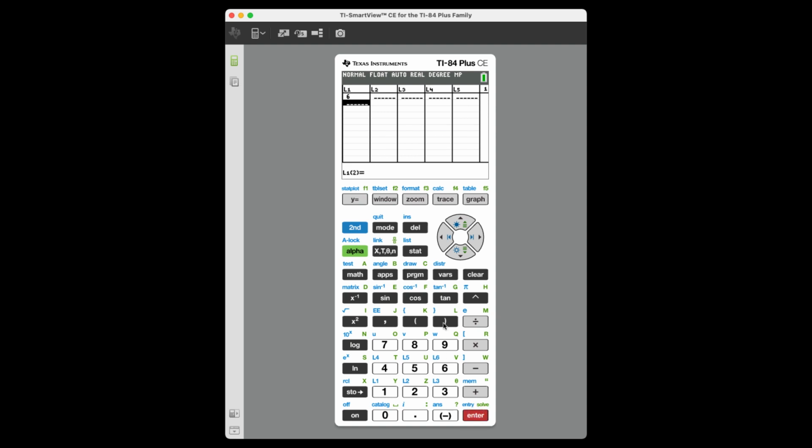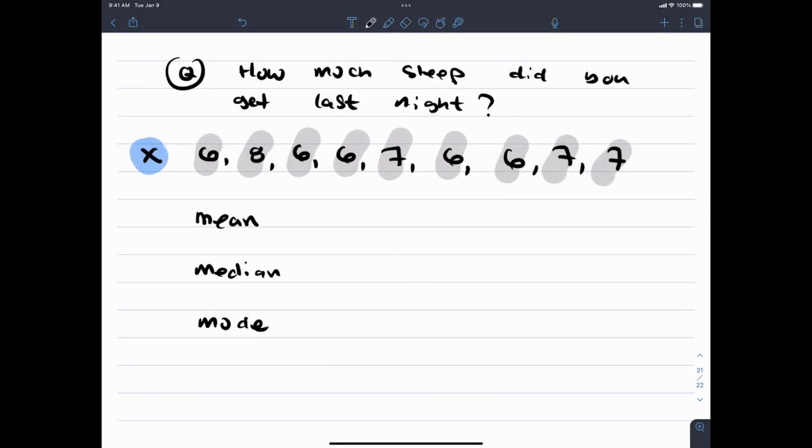6, enter. What else? 8, enter. What else? 6, enter. 6, enter. 7, enter. 6, enter. 6, enter. 7, enter. 7, enter. So what I did is I just entered this data. Easy breezy lemon squeezy.